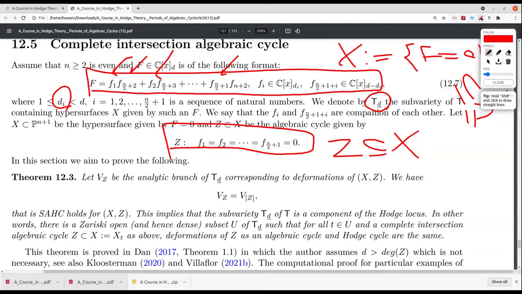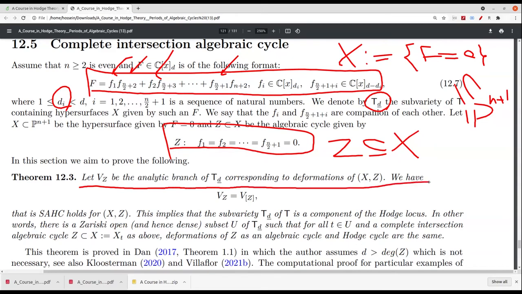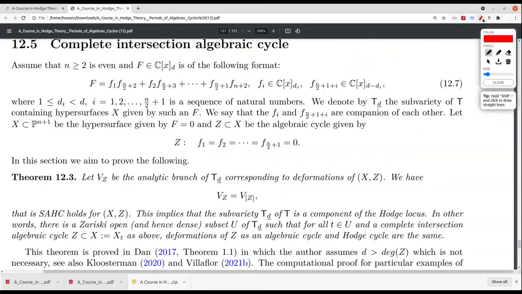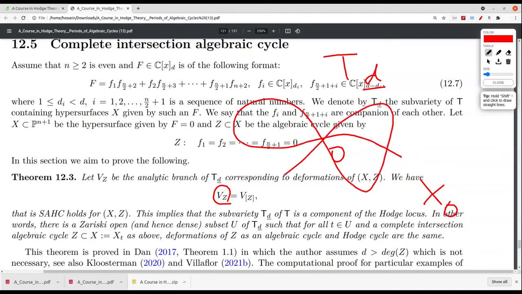So the first statement is that, let V_C be the analytic branch of T_D corresponding to the deformation of X, then the Hodge locus, this is the Hodge locus, and this is the one that we defined. These are the same. Maybe a few words about this V_C. When we consider this zero representing x zero, and then we consider this algebraic variety T_D, this might cross this zero many times. And here we just consider one analytic branch of this, and we call it V_Z.